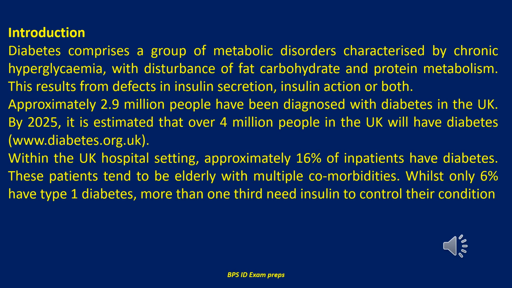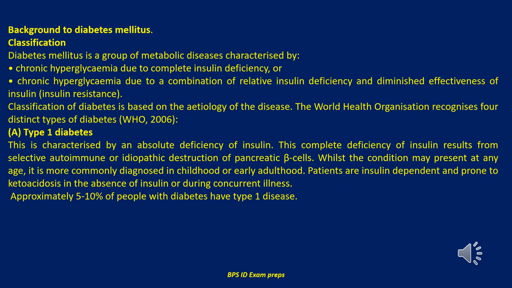These patients tend to be elderly with multiple comorbidities. Whilst only 6% have type 1 diabetes, more than one-third need insulin to control their condition. We will now look at the background to diabetes mellitus. We will begin with classification.